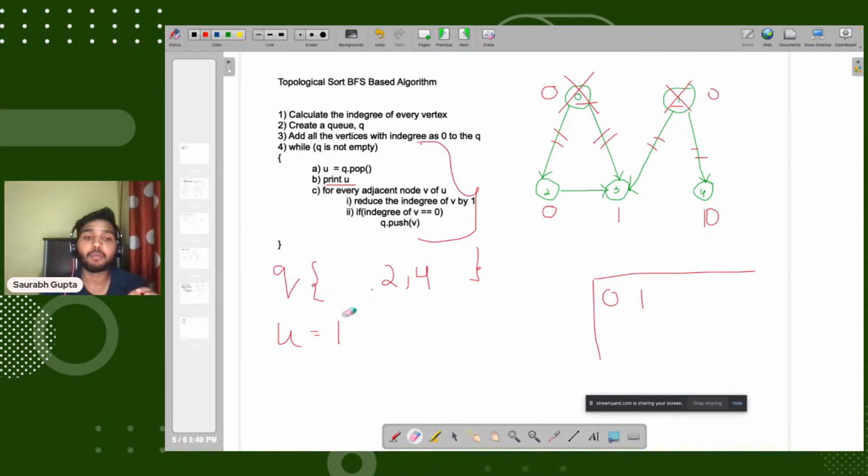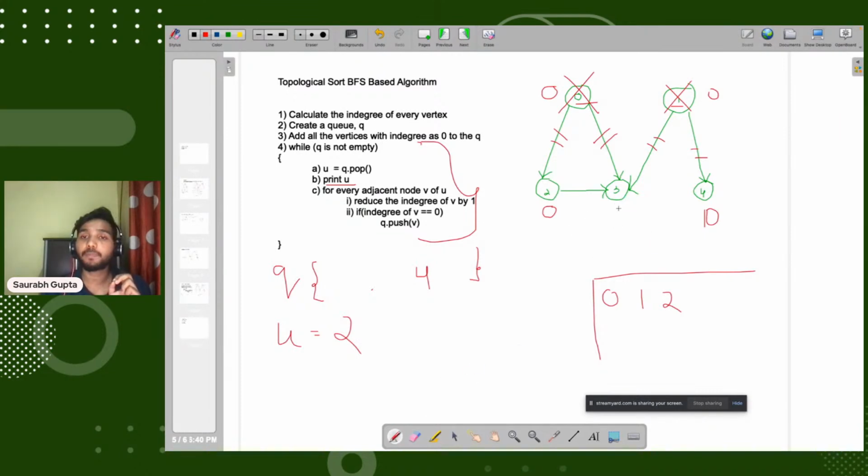Okay, and I'll go back to while queue is not empty. The queue is not empty, so I will pop out the first element in the queue, that is 2. 2 will be popped out and printed because it was free to be included in the topological sort order. Now once 2 is printed, I will go through the adjacent vertices of 2. What is the adjacent vertex of 2? The adjacent vertex of 2 is 3, so I will try to decrease the in degree of 3 by 1.